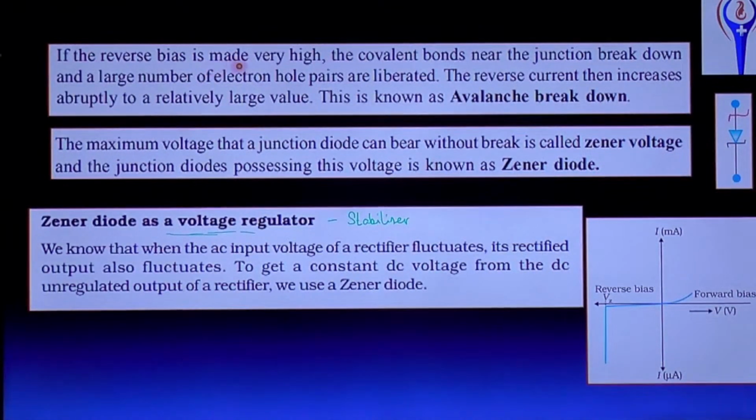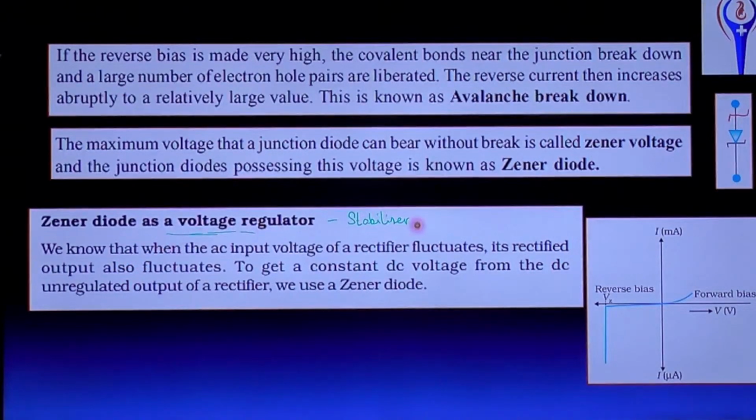If the reverse bias is made very high, the covalent bonds near the junction break down and a large number of electron-hole pairs are liberated. The reverse current then increases abruptly to a relatively large value. This is known as avalanche breakdown. And the maximum voltage that a junction diode can bear without breaking is called Zener voltage, and that type of diode is called a Zener diode. This is the circuit symbol for a Zener diode. A normal diode with a Z shape, that is a Zener diode.